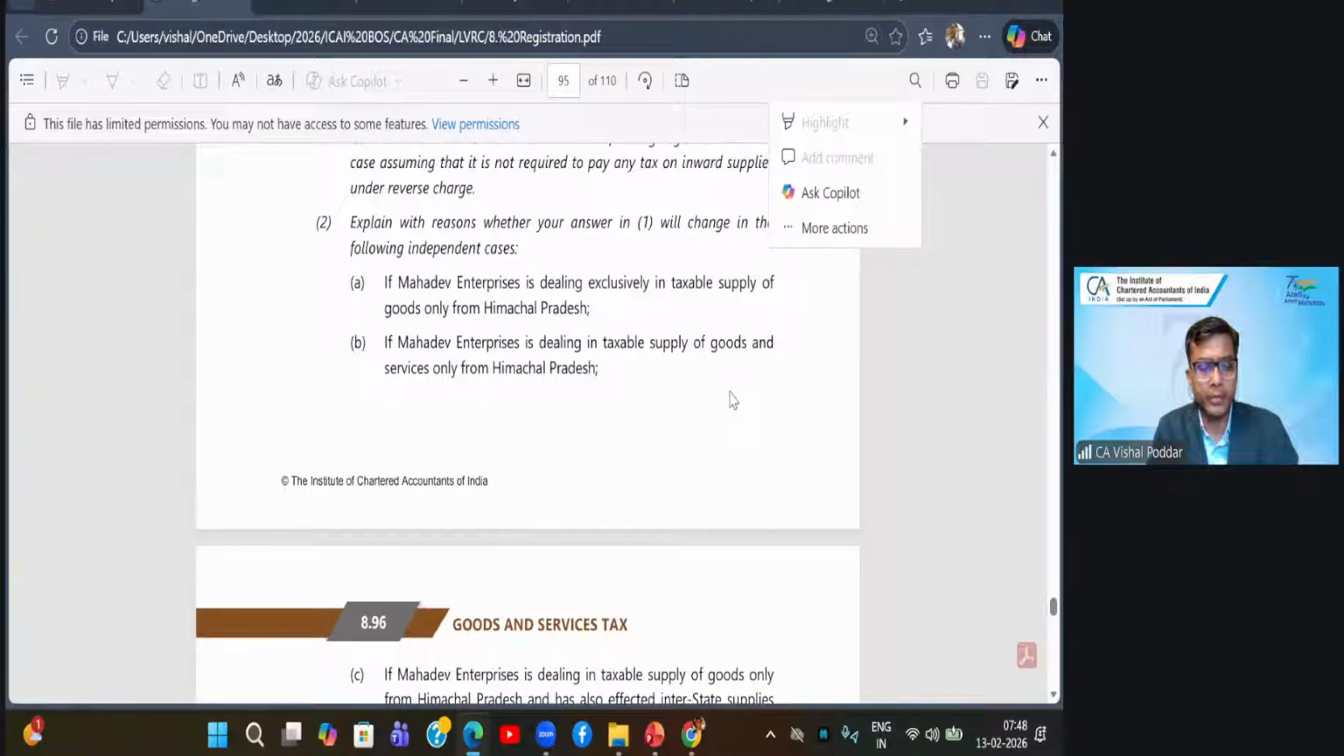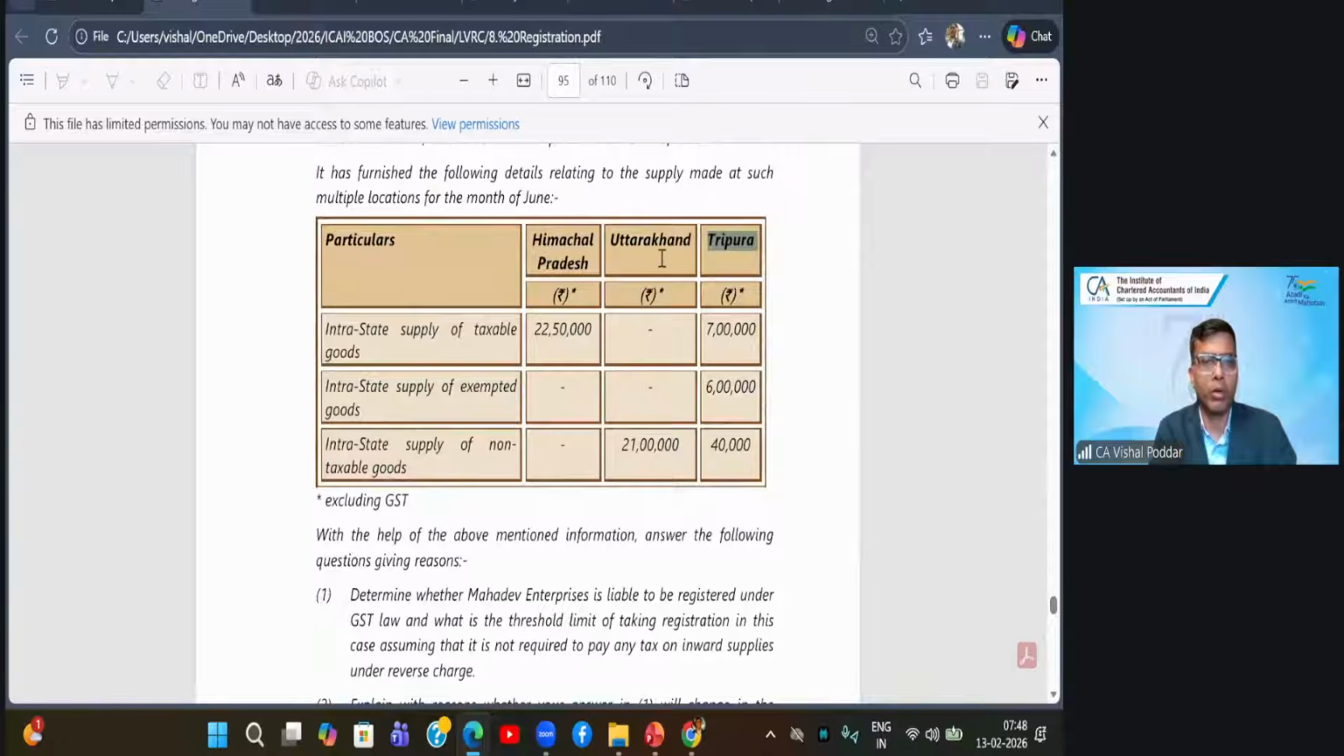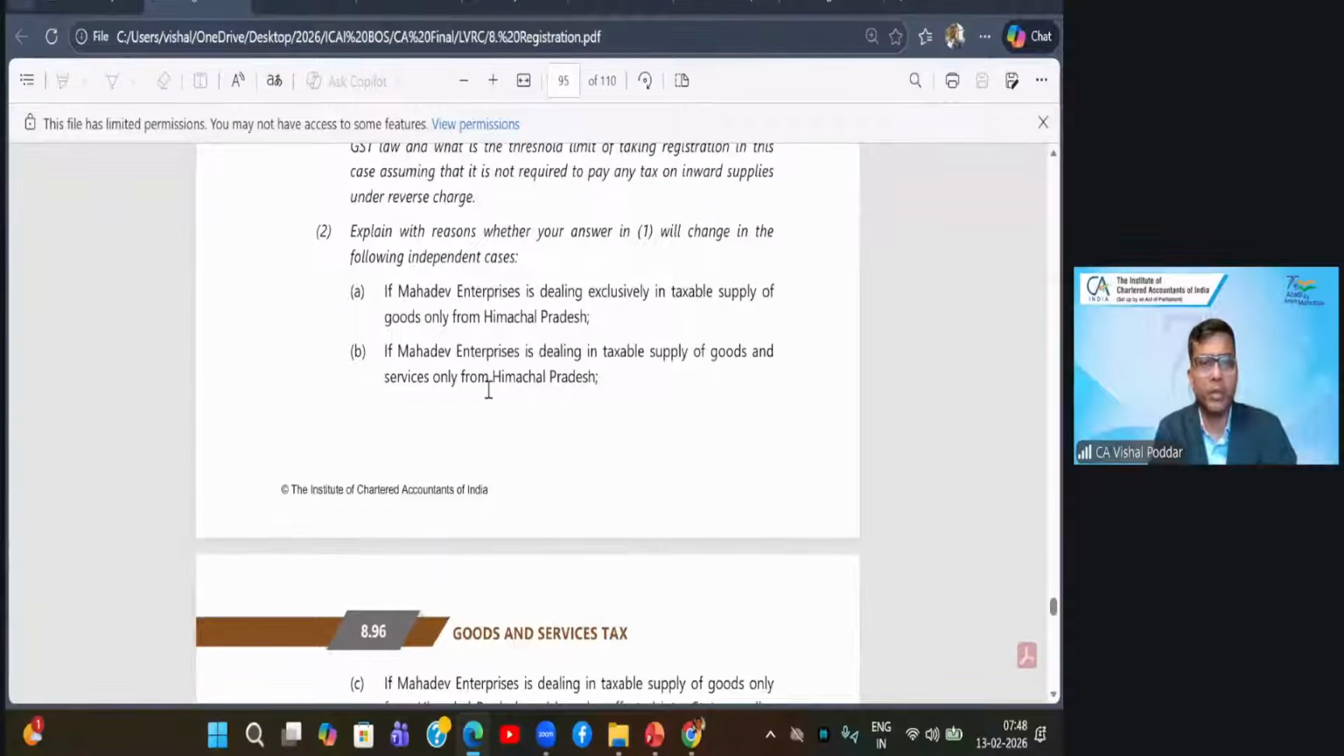Correct? So till now we were checking 40 lakhs. In fact, anyways, we were not even checking 40 lakhs because one of the states is Tripura. You were anyways checking 10 lakhs only. But the difference is that it would shift from 40 to 20 in case of Himachal also. So now what will be the change in your answer as compared to the original answer in one? In original answer, our answer was that you have to take registration in Himachal and Tripura, not in Uttarakhand. So as per this revised data of B, what will be the change in answer?